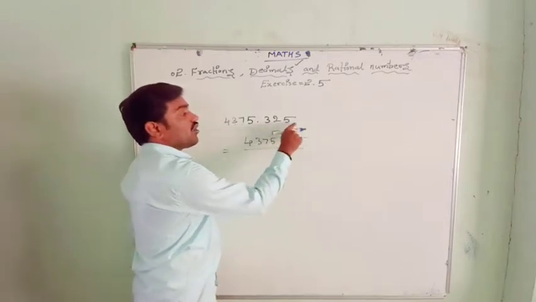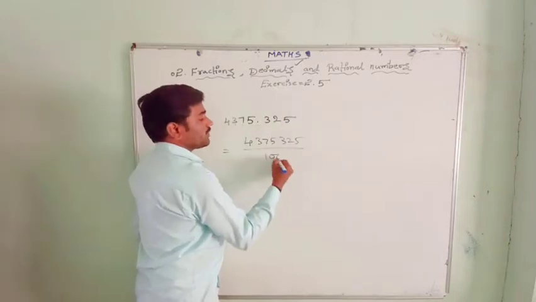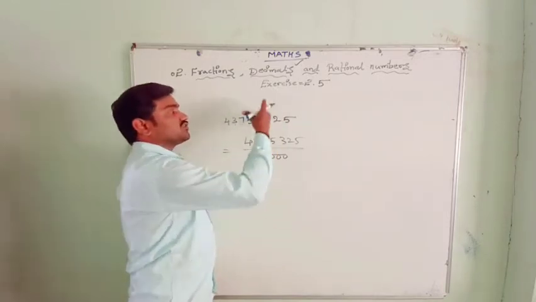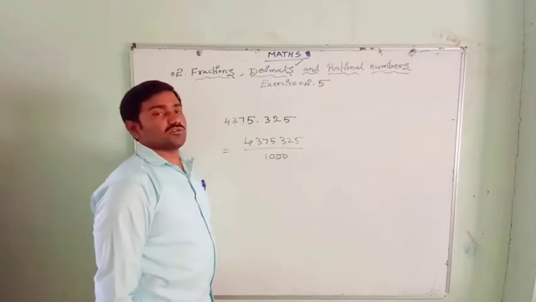Then after the decimal, how many digits are there? 1, 2, 3. So you keep a 1000 here. This is changing decimals into fractions. And fractions into decimals, we can also do the same.